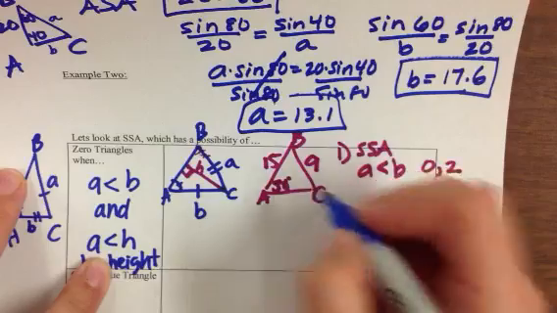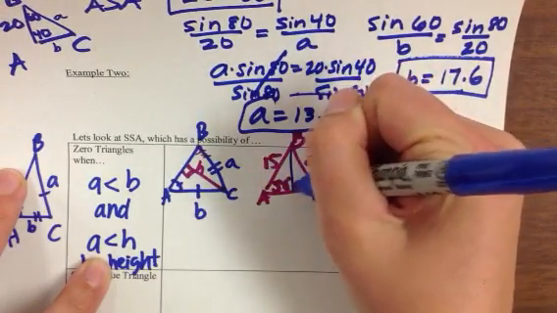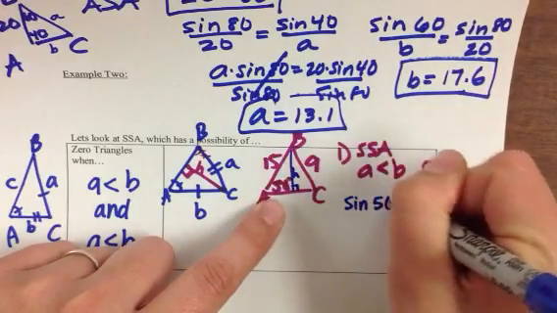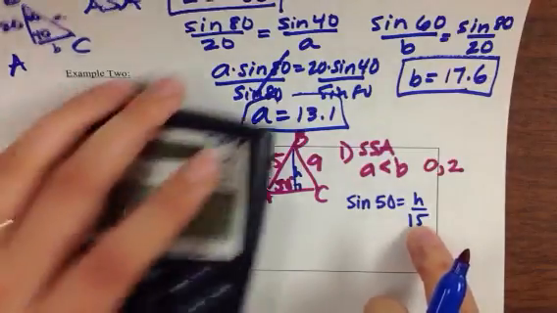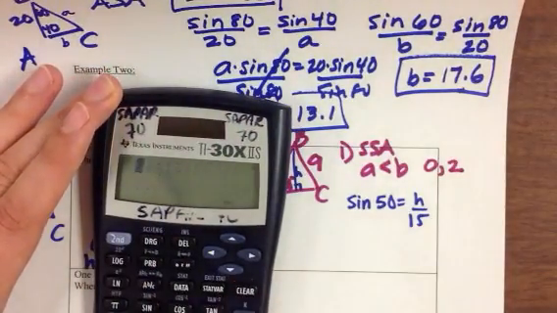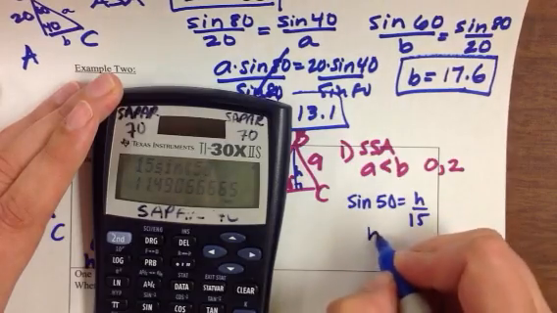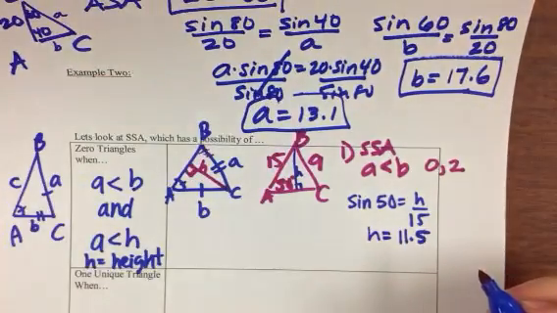So let's find this. We drop an altitude between the two given sides. Here's my two given sides. Drop an altitude. Find my height. So sine of 50 equals h over 15. To solve for h, just multiply both sides by 15. So 15 sine of 50 gives me the height, approximately 11.5.